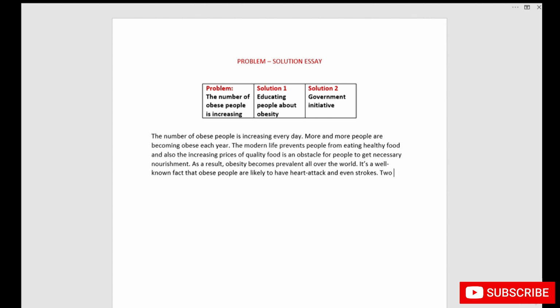Now, as I'm finishing my first introduction part, I'm going to surface level talk about the solutions. Two possible solutions can be applied to deal with this problem. Which are educating people about obesity and the government initiative.